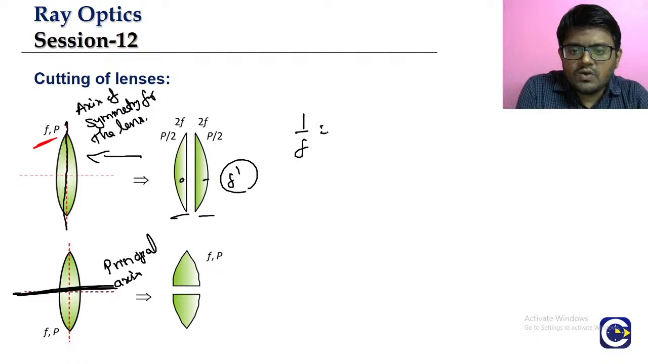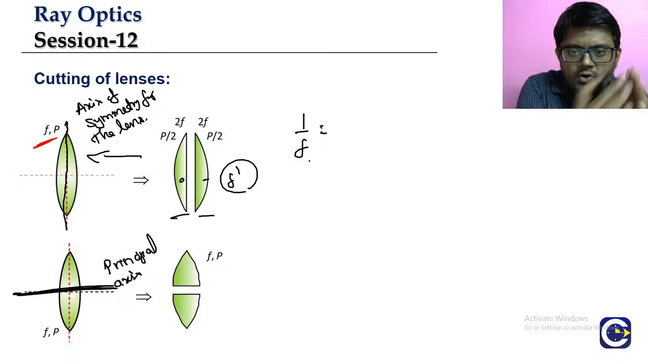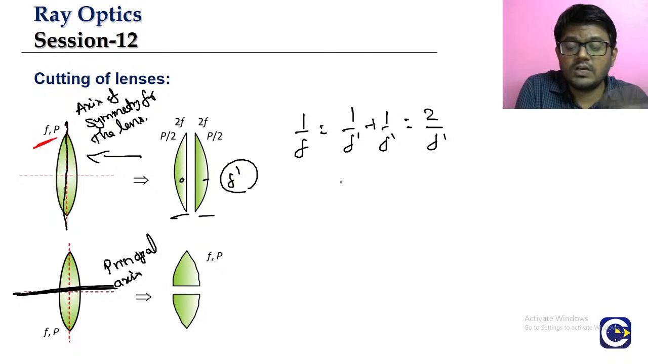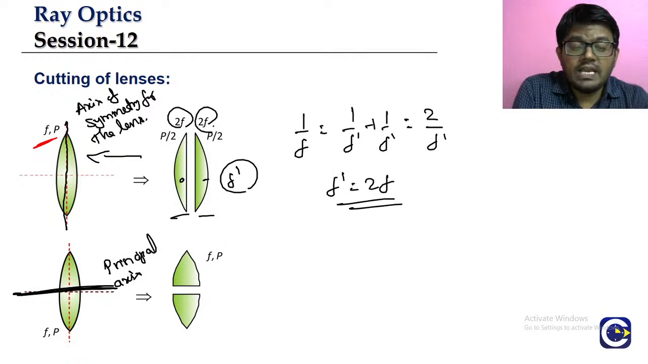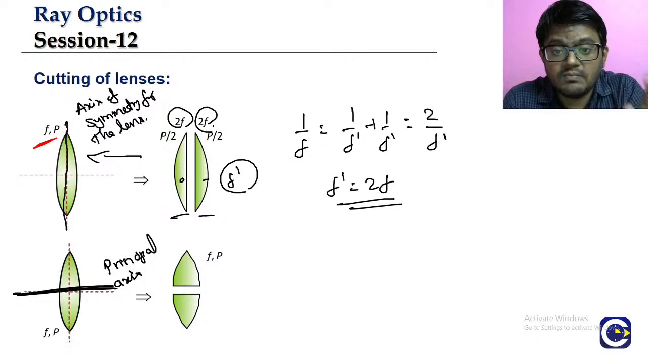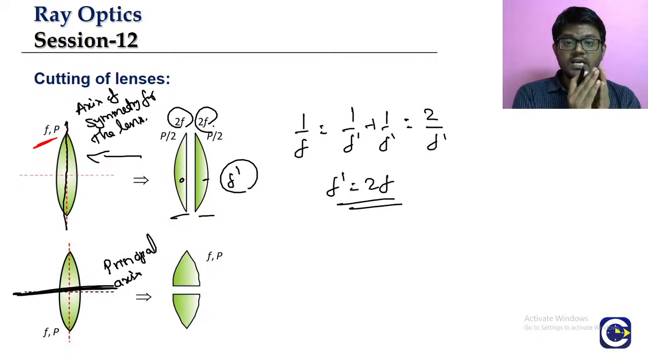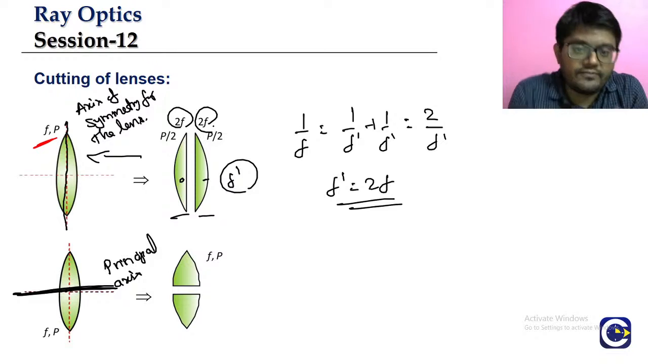Means 1 by f, the focal length of the original lens, that is the equivalent focal length, is equal to 1 by f dash plus 1 by f dash. That is 2 by f dash. Cross multiply. f dash is equal to 2f. So the focal length of each of these plano-convex lenses will be 2f. If f is the original focal length of our biconvex lens, these plano-convex lenses will have focal length 2f.